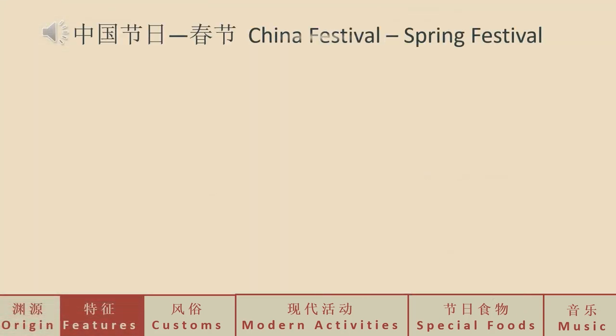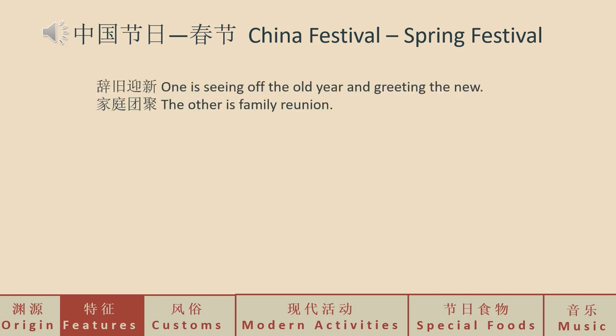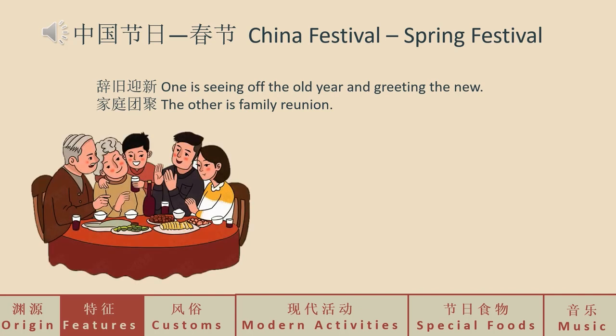Two features of Spring Festival. 春节的两个特征。 Equal to Christmas of the West in significance, the Spring Festival is the most important holiday in China. Two features distinguish it from the other festivals. We can see on the picture. One is saying goodbye to the old year and greeting the new.